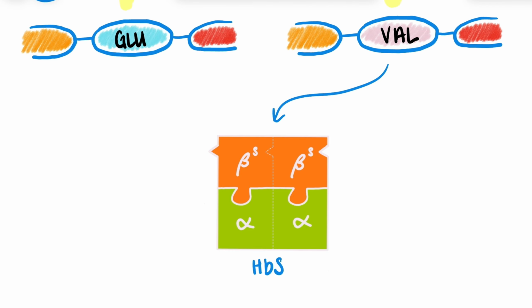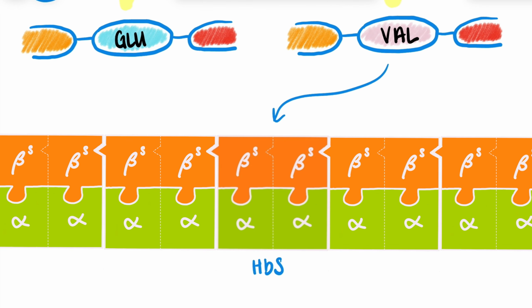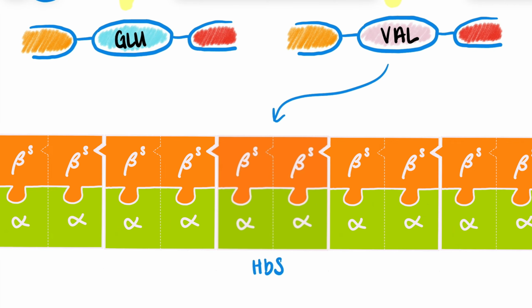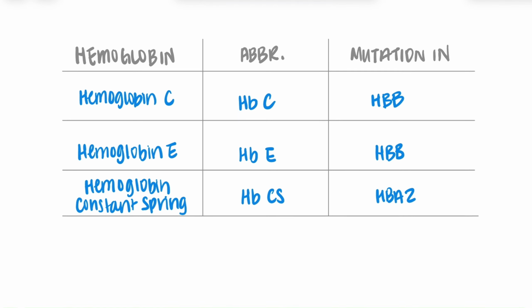Although the alteration does not significantly affect the hemoglobin's oxygen affinity, it makes the hemoglobin sticky and clump together in red blood cells. This causes the red blood cell to take on a characteristic sickle shape and clump together in blood vessels, leading to pain crises and fatigue. Much like sickle cell disease, there are other mutations that can lead to alternate forms of hemoglobin, such as hemoglobin C, hemoglobin E, hemoglobin Constant Spring, and more.